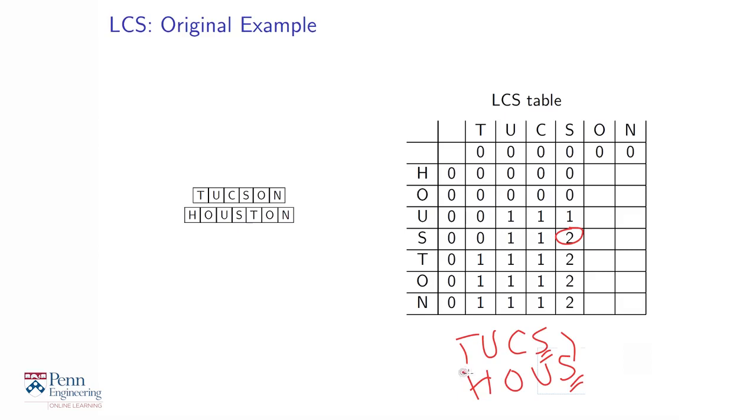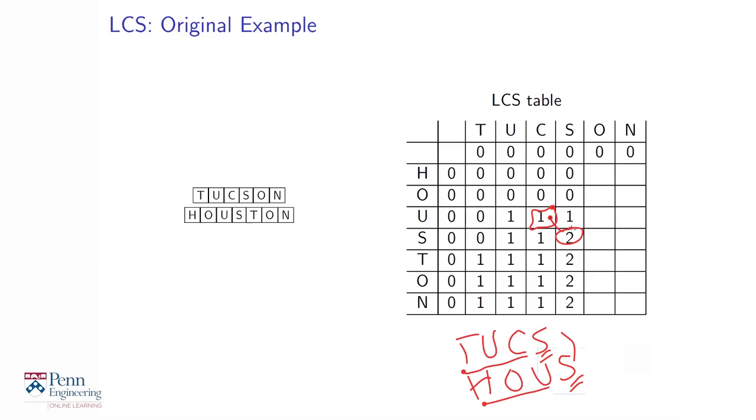And then we have to find the longest common subsequence between the previous part, TUC and HOU, which answer can be found in this entry. So we take whatever the answer is for this entry and add 1 to it to get this entry. So we get the 2 that way.